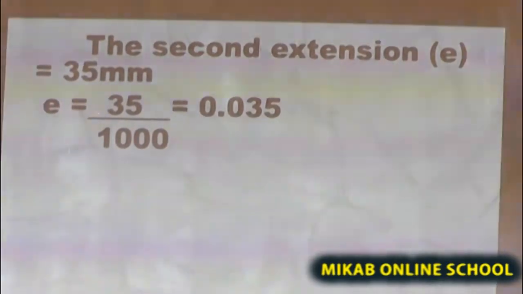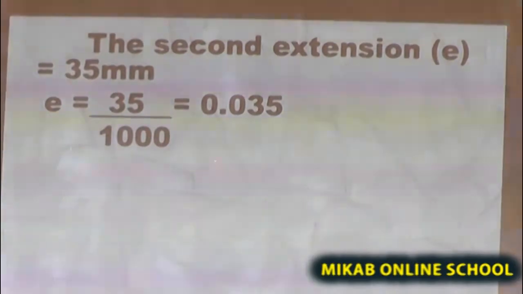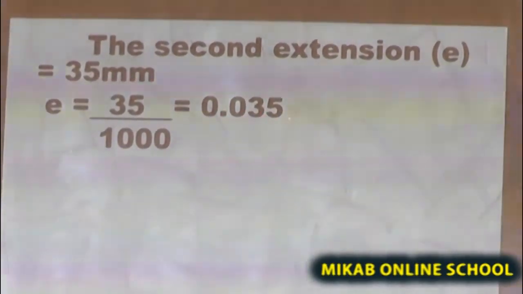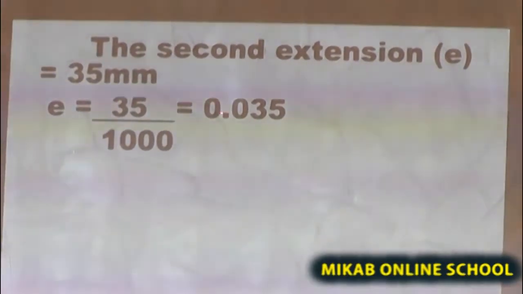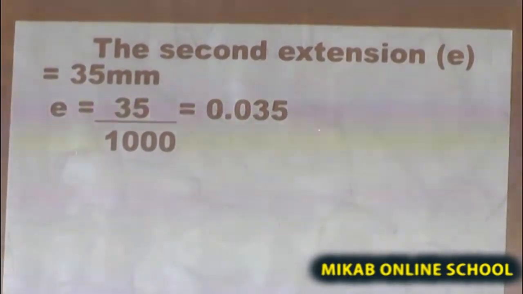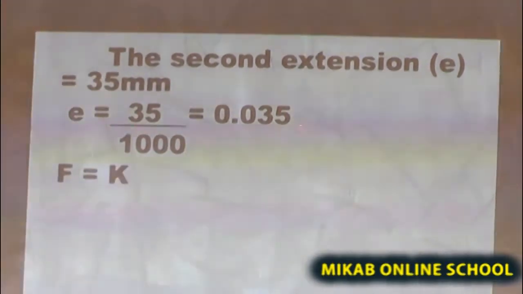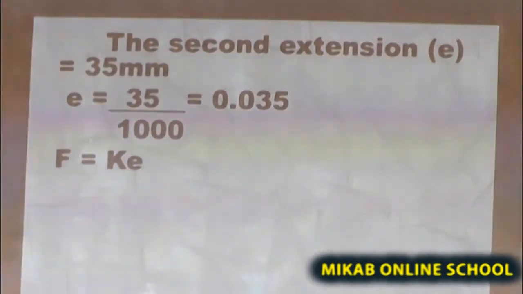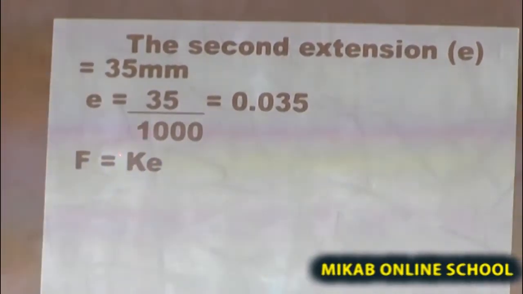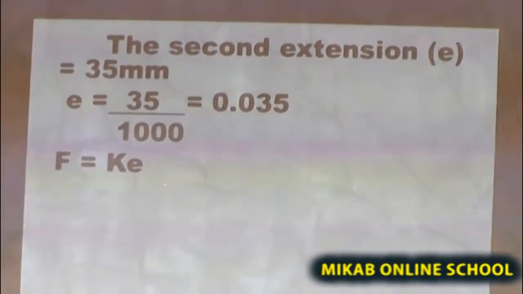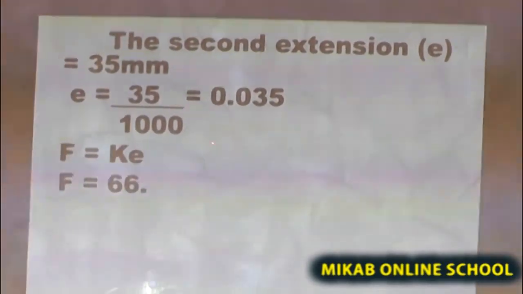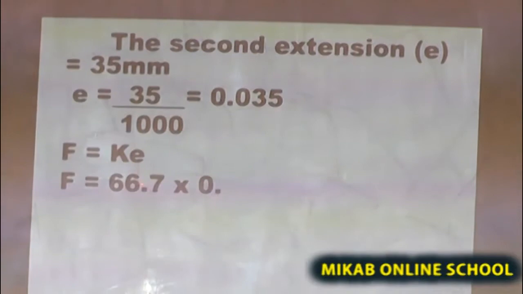We have E equal to 35 divided by 1000, and when you divide 35 by 1000, what you are going to have here is 0.035 meter. After that, now look for force. You look for force, which is F. From there, we use F equal to KE from Hooke's law. F equal to KE. Substitute all these parameters now back into the equation.